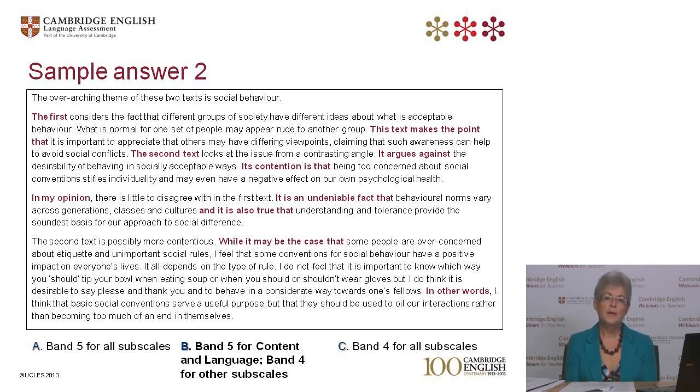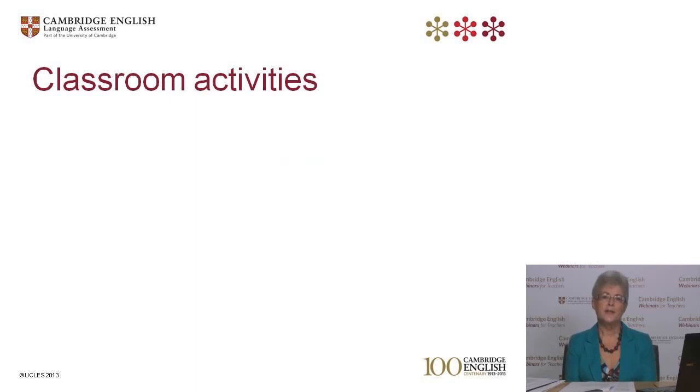Let's move on now to talk about some other activities you can do in class to help your learners prepare for this part of the writing test and help them to perform well. So what do you think are the areas that you might need to consider when devising appropriate classroom activities? Think about what we've looked at so far in the webinar and type in the chat box any areas your students may need help with, or activities that you've done successfully with your students to prepare them for this part of the exam.